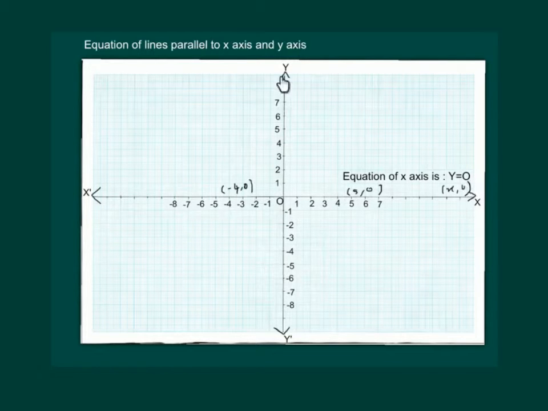Similarly, on the y-axis, coordinates of the point are 0, 4 or 0, -6 because x coordinate is always 0 on the y-axis. And so we can say that equation of the y-axis is x equal to 0.